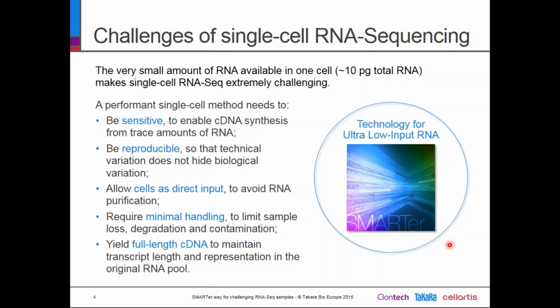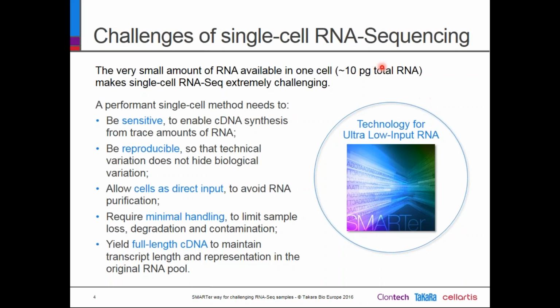So doing single-cell RNA-seq is very challenging, of course because of the very small amount of RNA which is available in one single cell. You can estimate that the amount of total RNA in one single cell will be around 10 picograms, but of course this will depend on the cell and the physiological state.